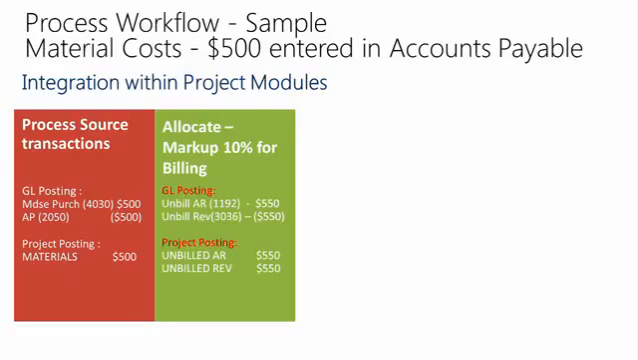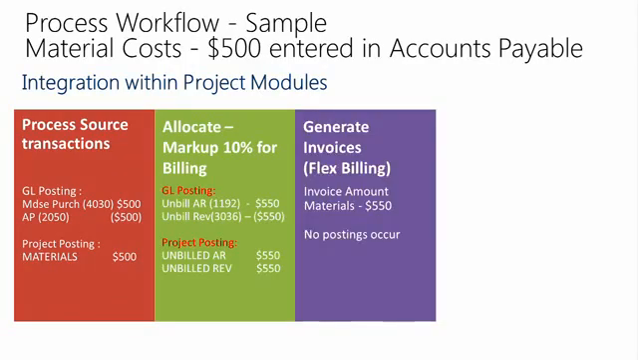So Allocator will run and we'll create a record to unbilled AR and unbilled revenue most often. And it's going to mark it up to be 550. We also get the same project postings to unbilled AR, unbilled revenue. Then when it flows over to the invoice, we'll see the materials show up on the invoice at 550. We don't get any postings at that time. It's just generating an invoice that we can create to send to the customer.